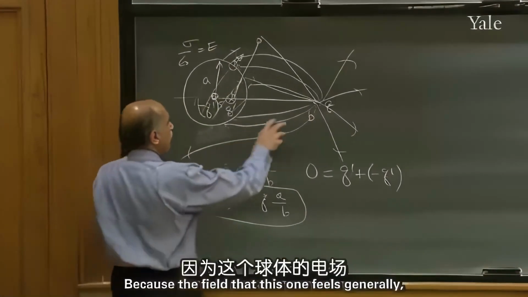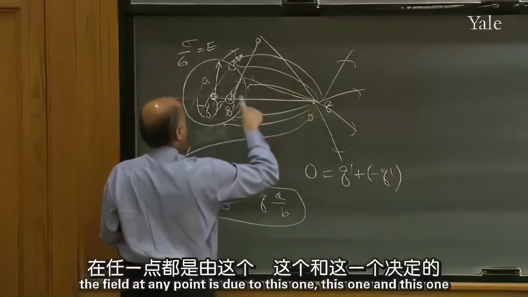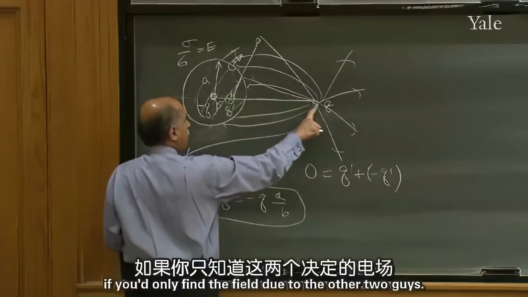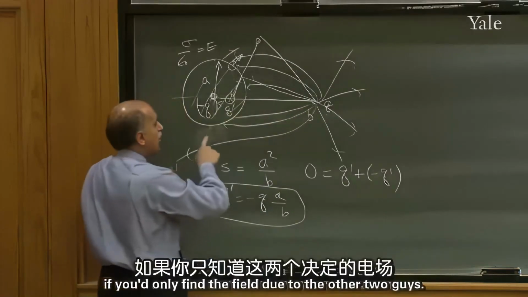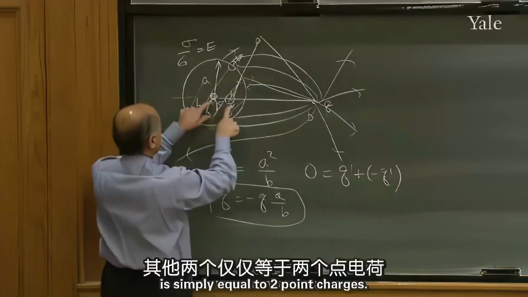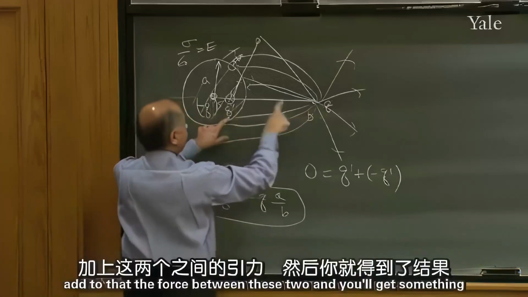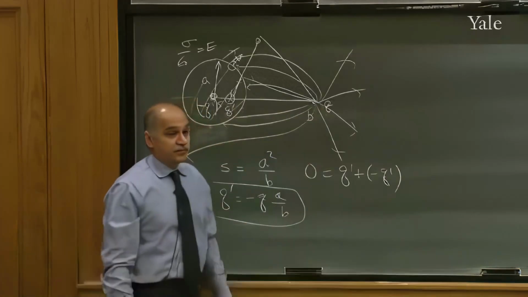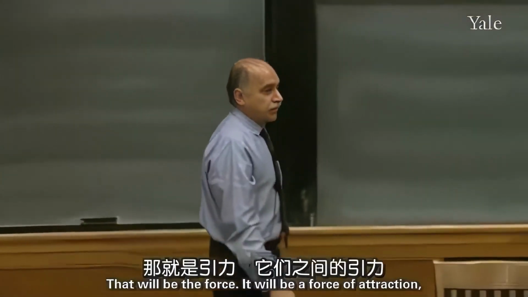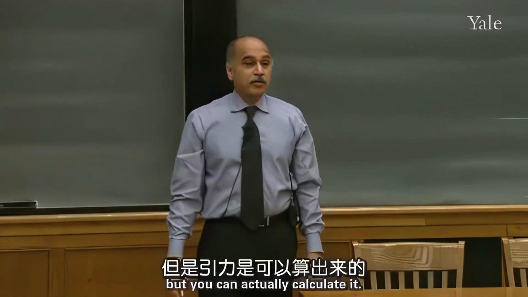How? Because the field that this one feels, generally the field at any point is due to this one and this one. But if you want the force on this one, you should only find the field due to the other two guys. But the other two guys, namely the sphere with all the charges on it, is simply equal to two point charges. So you must find the force between these two, add to that the force between these two, and you will get something. And that'll be the force. Okay, it'll be a force of attraction, but you can actually calculate it.